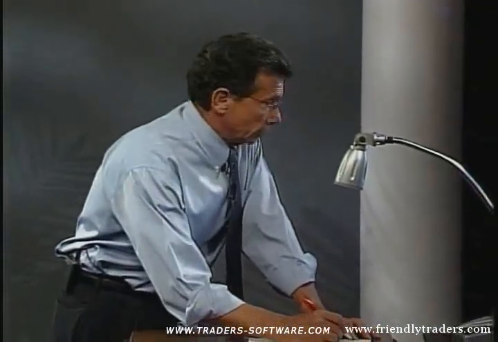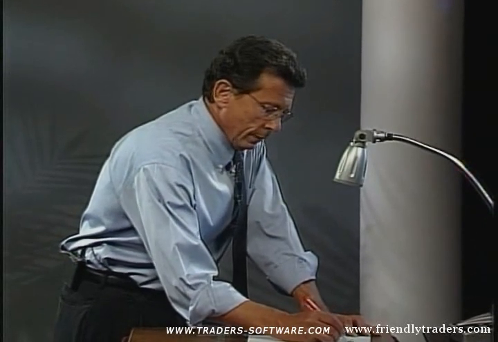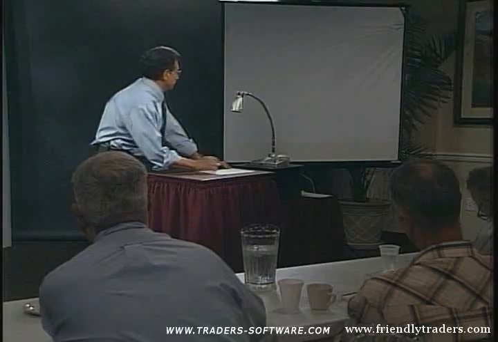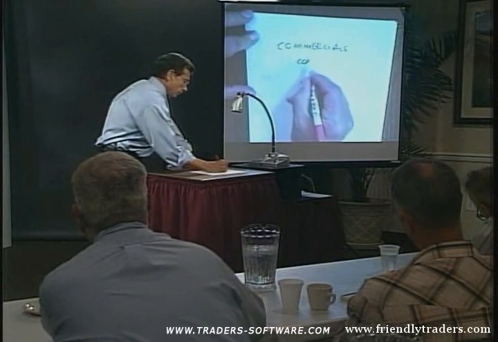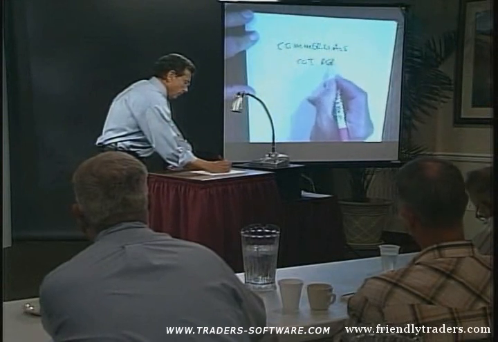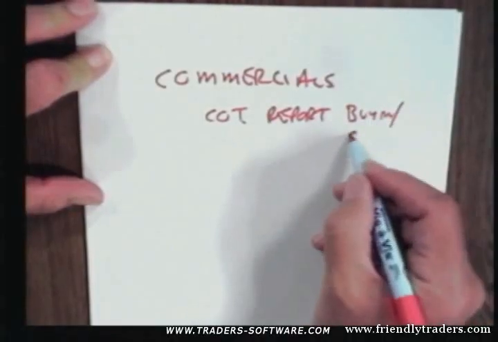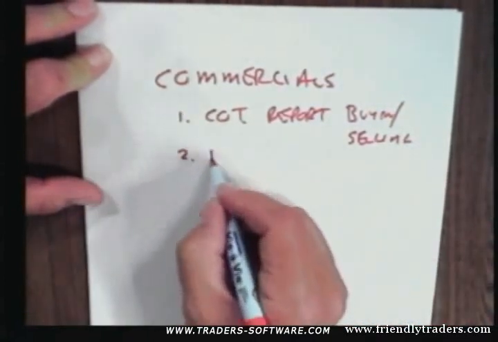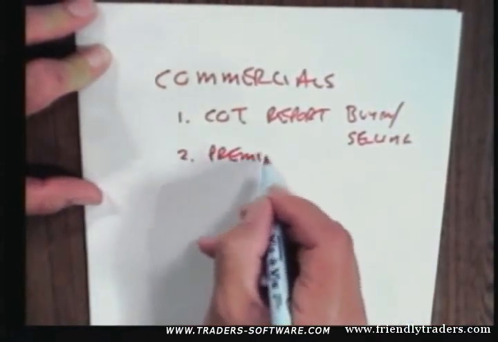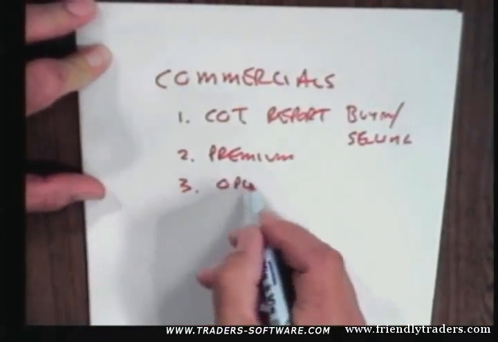The setup tools that we have are, first of all, the commercials. We want to look at what the commercials are doing. And we can look at the commercials, remember, in a couple of different fashions. The first way we can look at the commercials is the COT report. That's their actual buying and selling. The second way we can look at them is, is there a premium in the marketplace? Have they bid a market to a premium? Third, we can look at the open interest play.